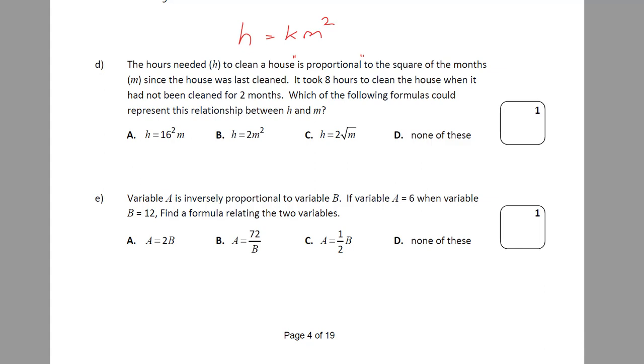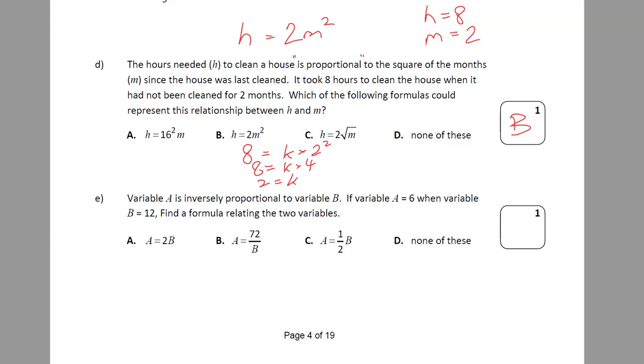Now they're giving us some numbers to put in to find k. It took 8 hours. In other words, h was the hours. It's saying when h equals 8, the house hadn't been cleaned for 2 months, m equals 2. So replace the h with an 8. The k is still unknown. The m is 2 when it's squared. 8 equals k by 2 squared. 8 equals k by 4. Divide both sides by that 4, and I get 2 equals k. Hence that k up here I can rub out and make it a 2. h equals 2m squared. Perfectly b.